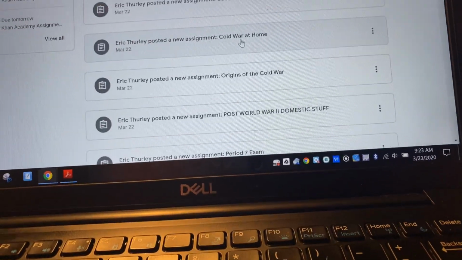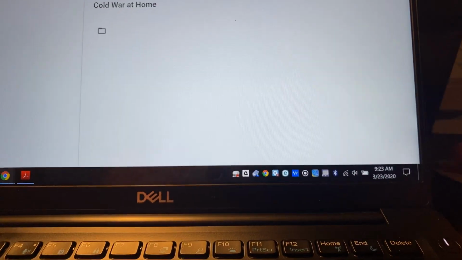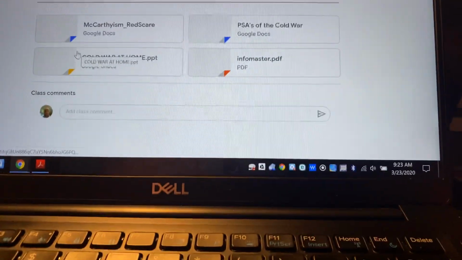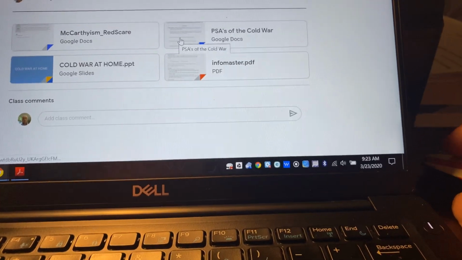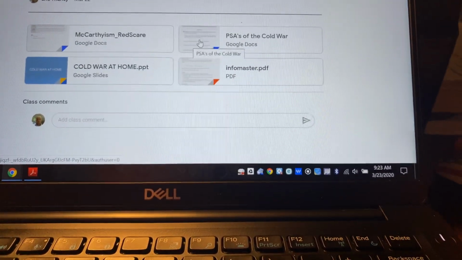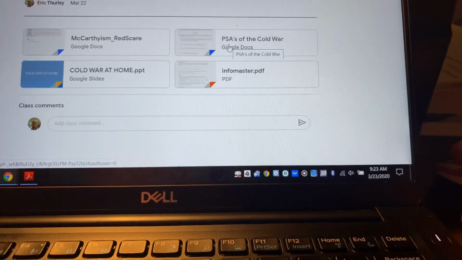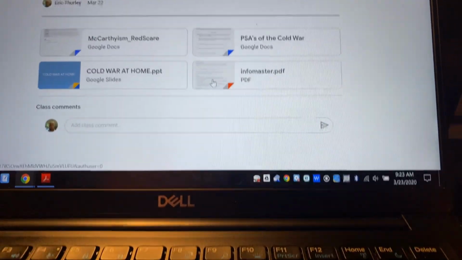Let's see. Eventually, we're going to get to, in Khan, the Cold War at home. This is about McCarthyism. There's a PowerPoint here. Public service announcements like the ones you guys did for progressivism. These are PSAs of the Cold War. And then we used to play this game called the Dot Game.